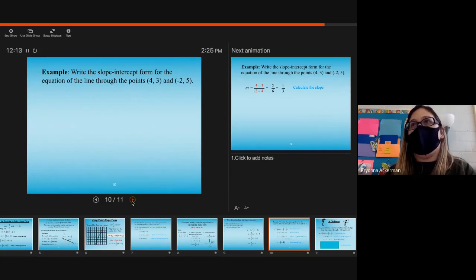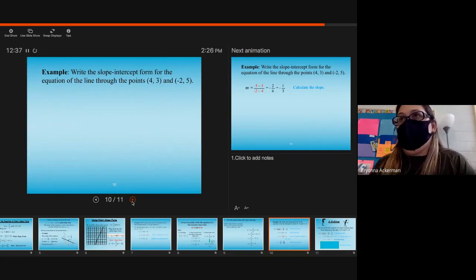When you think you have the slope, raise your hand. Raise it, y over it. Y is on top. When you think you have the slope, raise your hand.